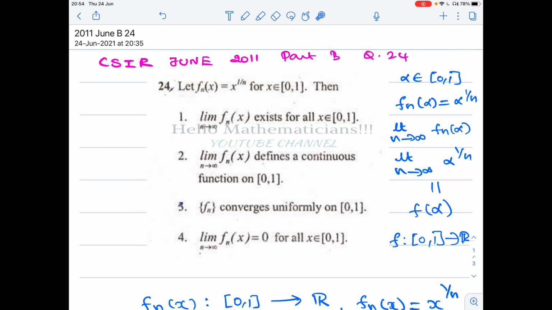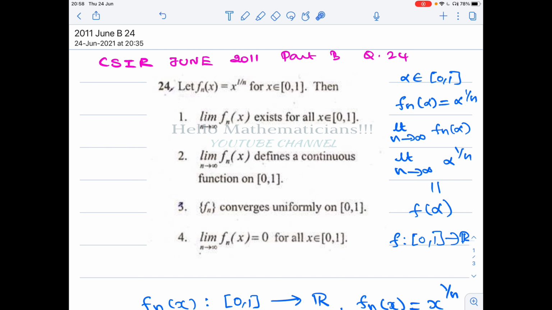Now if this sequence converges for all alpha here, that means that this function f can be defined for all the points in closed 0 comma 1. We say that limit n tends to infinity fn of x exists for all x belongs to closed 0 comma 1.